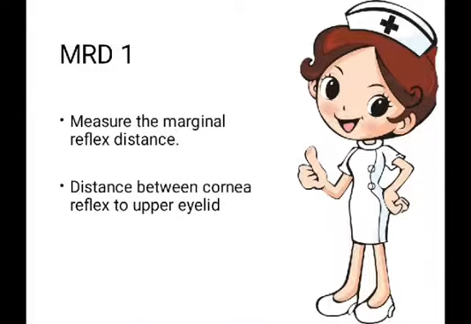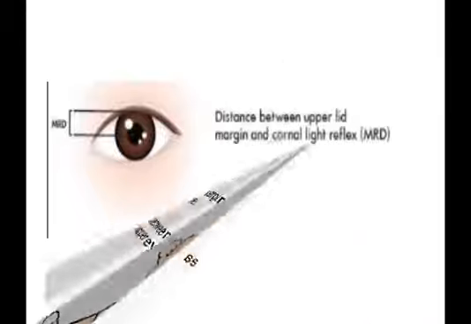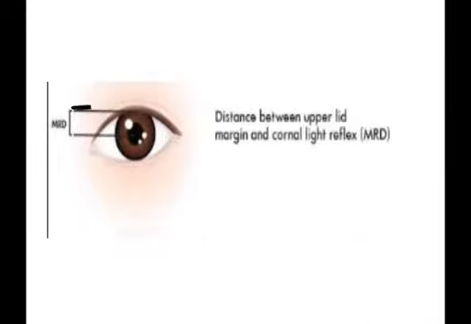MRD stands for marginal reflex distance. In case of MRD1, we will measure the distance between the corneal reflex and the upper eyelid. Let us understand with the help of an example. Here this is the upper eyelid and this whitish dot is the corneal reflex. The distance between the upper eyelid and the corneal reflex is measured, which gives us the value of MRD1. This was the MRD1 test.